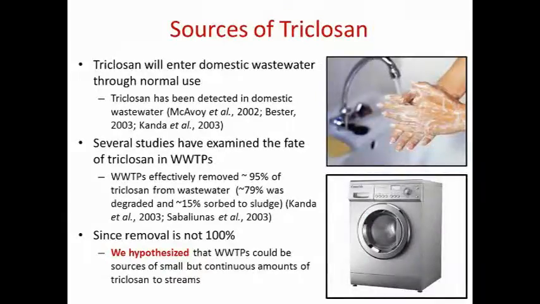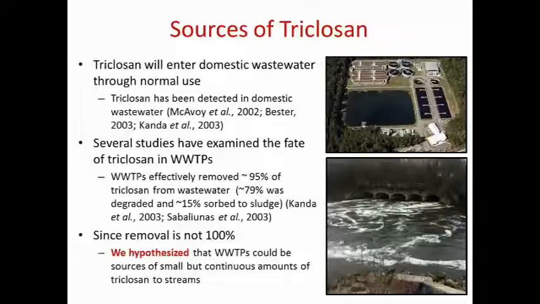And because most of these uses are in soaps and detergents, it's naturally going to enter into the domestic wastewater stream, right? We use these materials and they get flushed down the drain, whether it's in your washing machine, your dishwasher, or hand soaps. So they find a lot of triclosan in domestic wastewater. A number of studies have looked at what happens to triclosan when it gets to a wastewater treatment plant, right? The water from our homes, when you live in an urban area, generally gets treated in a wastewater treatment plant. These plants, it turns out, are quite good at removing triclosan. They remove about 95% of the triclosan.